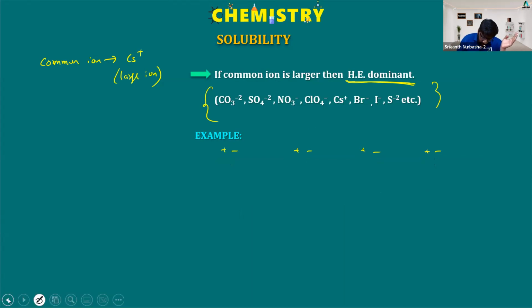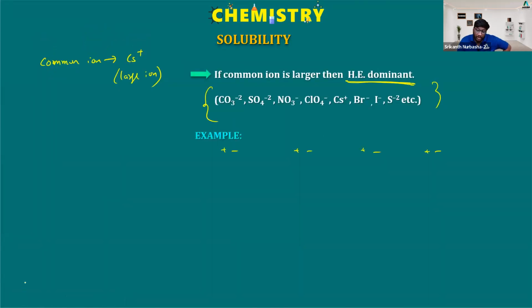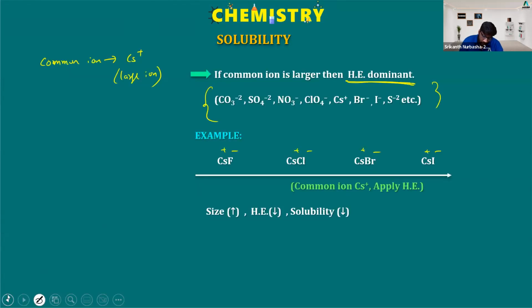The same, whenever you compare the solubility of hydroxides of alkaline earth metals, OH minus, which is the dominant factor? Lattice energy is the dominant factor. When you look at the solubility of carbonates or sulfates, you take hydration enthalpy as dominant and then give the order. Size is increasing, hydration enthalpy decreases, so solubility will be decreasing.